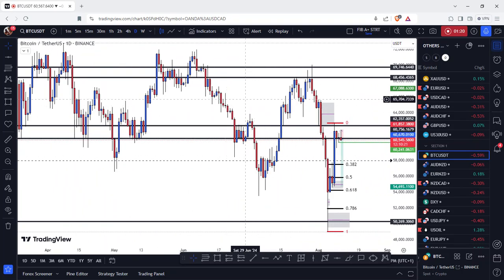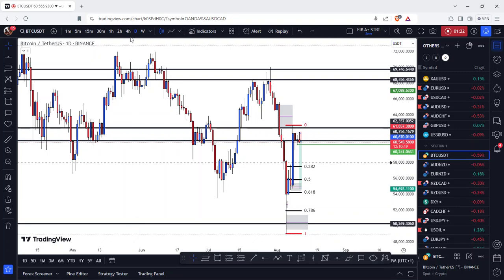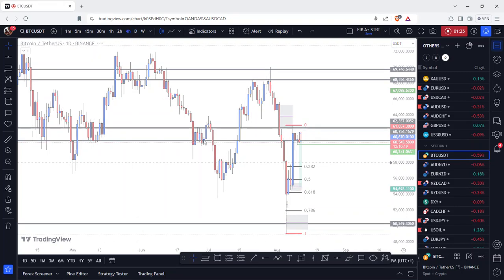Right now, we don't have any kind of harmonic pattern on the daily time frame. But if you go to the 4 hour time frame, that's when we begin to see a kind of pattern that the price is actually making.